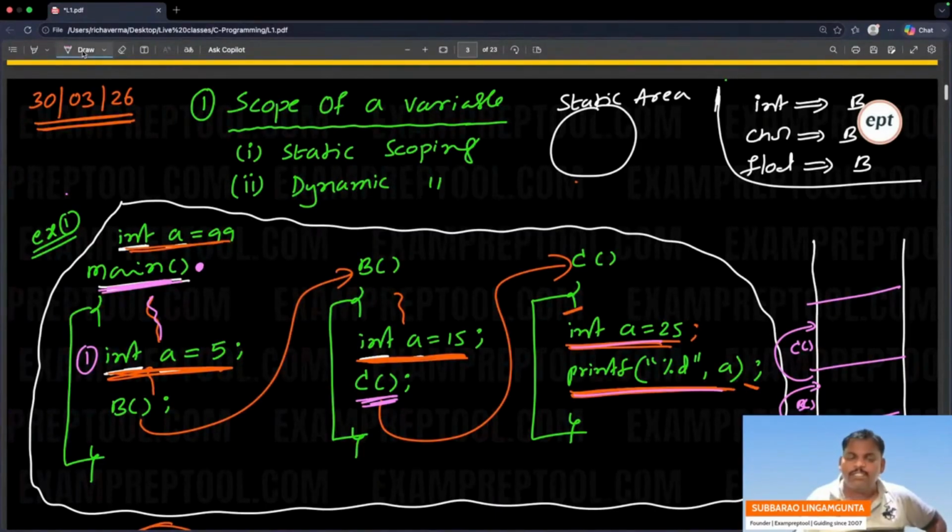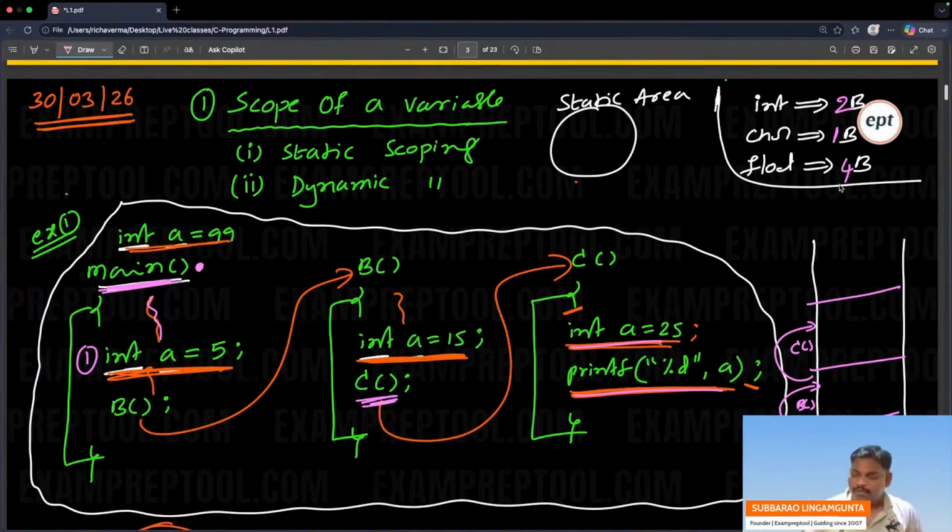So integer is 2 bytes, character 1 byte, float 4 bytes. You can take anything if they don't specify in the examination, but I have to follow some standard. I am following integer 2 bytes. If they don't mention anything, you can follow this: integer 2 bytes, character 1 byte, float 4 bytes.